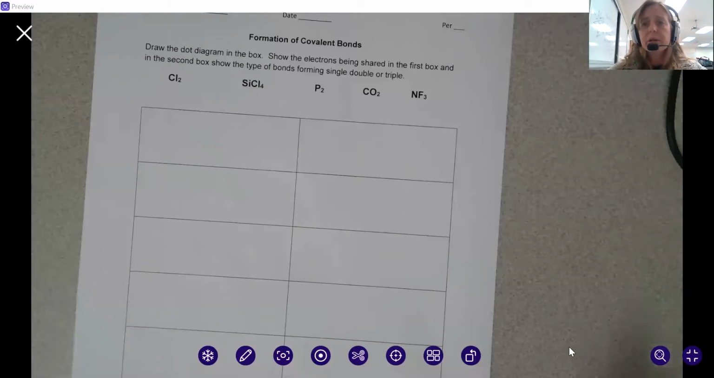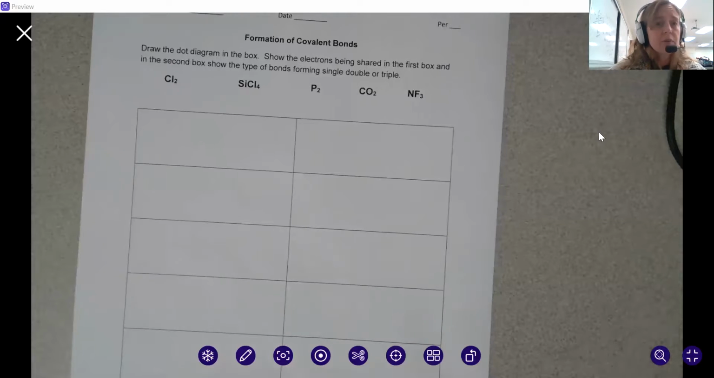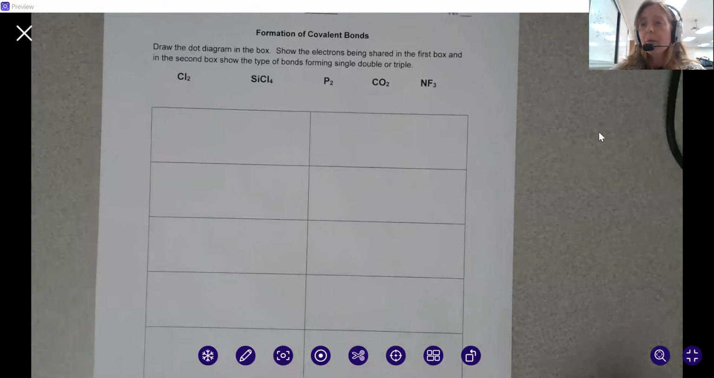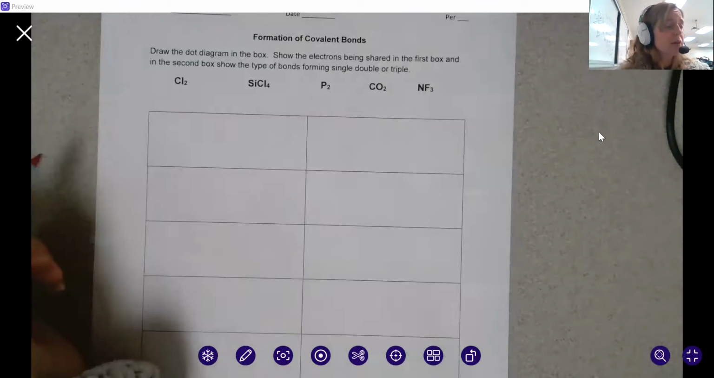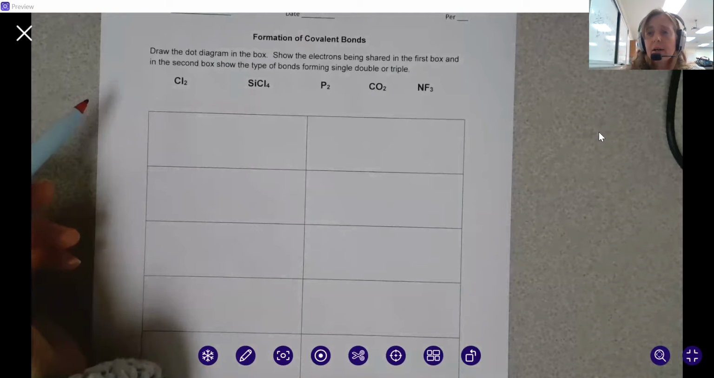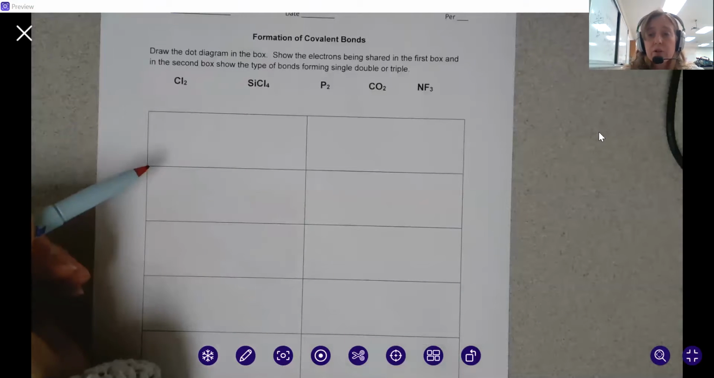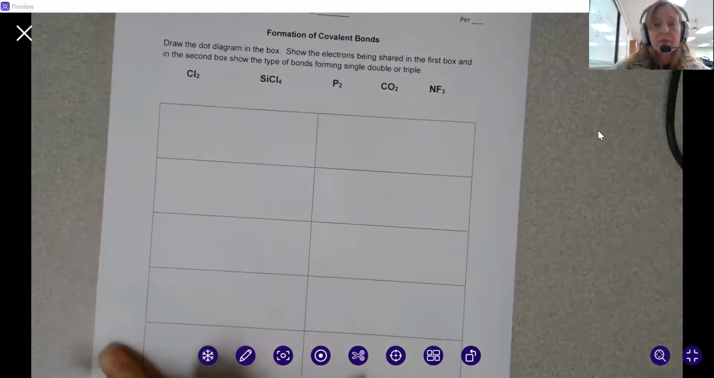So what we're going to be doing is drawing out the valence electrons, and we're going to be showing how many bonds are formed, single, double, or triple covalent bonds. The very first thing is I'm giving you a set of 5 covalent compounds, and you're going to use these compounds, draw the valence structures, show what's sharing between the structures, and then draw the bonds. So let's just start off with the very first one.